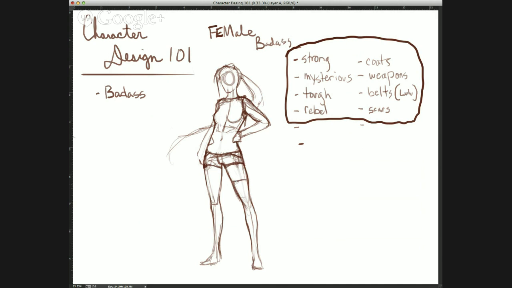Brianna asks, "Hey guys, do you have any tips on how to make characters distinguishable? I feel like my characters don't really stand out as far as design and appearance."